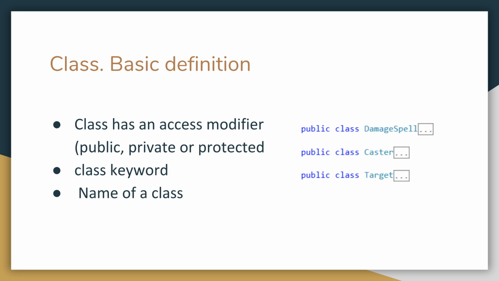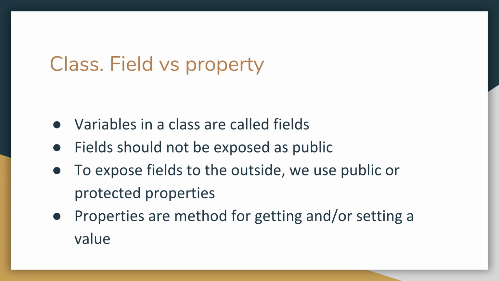So let's move on. And you define a class with a class keyword. So first you write an access modifier, then you put the keyword class, and then you name it. And that's how you define a class. Then you open a scope and write whatever you want within it.